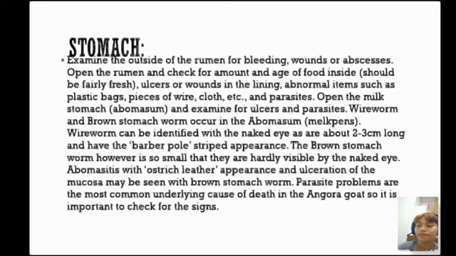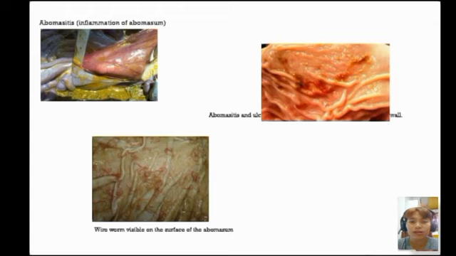Stomach. Examine the outside of the rumen for bleeding, wounds or abscesses. Open the rumen and check for amount and age of food inside. Should be fairly fresh. Check for ulcers or wounds in the lining, abnormal items such as plastic bags, pieces of wire cloth, and parasites. Open the milk stomach and examine for ulcers and parasites; wireworm and brown stomach worm occur in the abomasum.